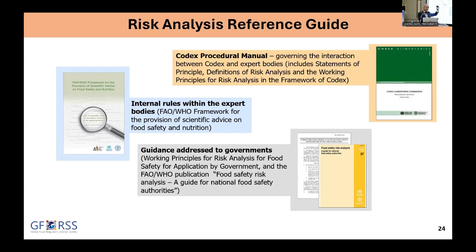In the procedural manual, you will have principles for risk assessment for pesticides and for contaminants. That's the body of guidance used to support the formulation of the risk assessment, but also the development of risk management options. And of course, Codex has issued a number of guidance texts for governments on how risk analysis can be applied in the decision-making process.